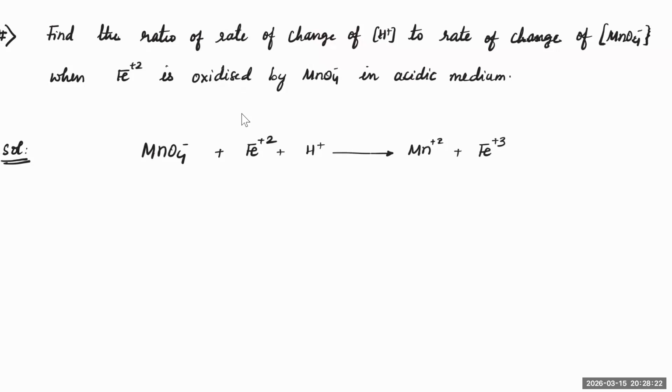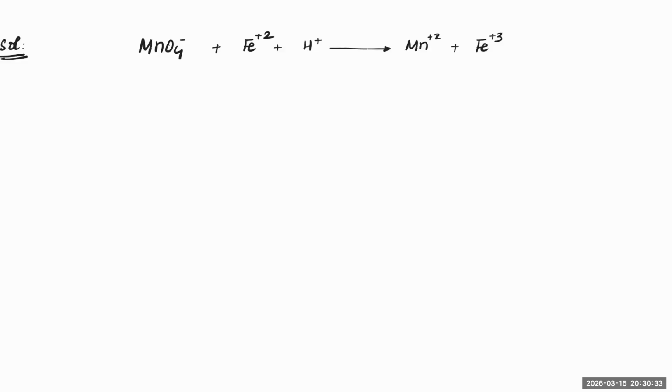So please try this question now, everybody. You have to balance that first in the acidic medium, then figure out the ratio of the rates of change of H plus with respect to MnO4 minus. Quick. You may have tried it. Just look into it, everybody.